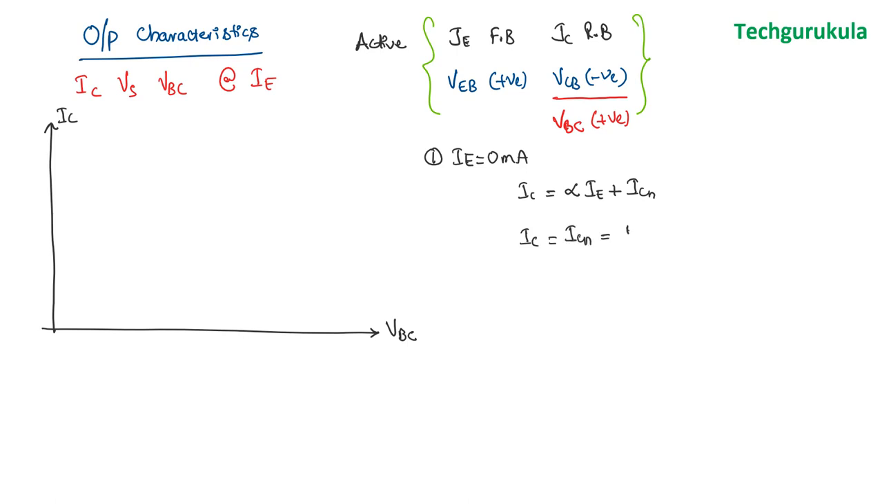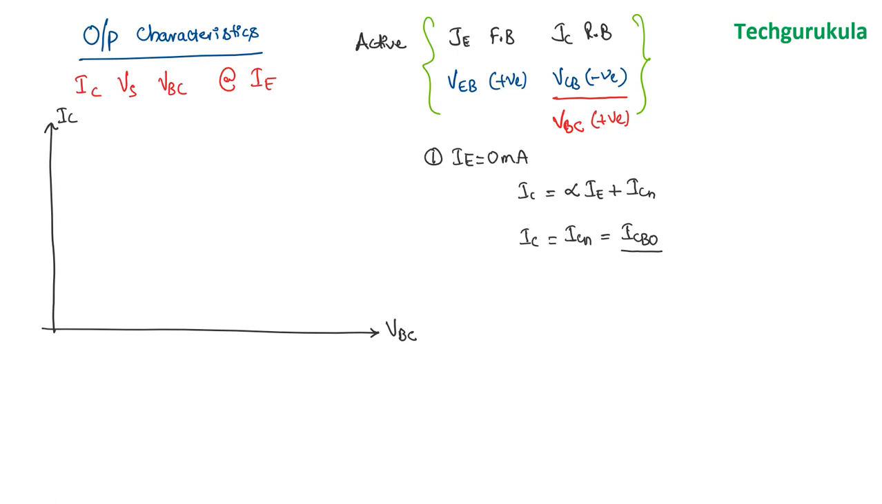But we should be calling this current ICB naught. The reason being that this is the current flowing between collector and base when the emitter is open. When IE is 0, which means the emitter is open, we have this current flowing, ICB naught. So ICB naught is a reverse saturation current flowing through the collector junction, which is fairly independent of the voltage that we apply.